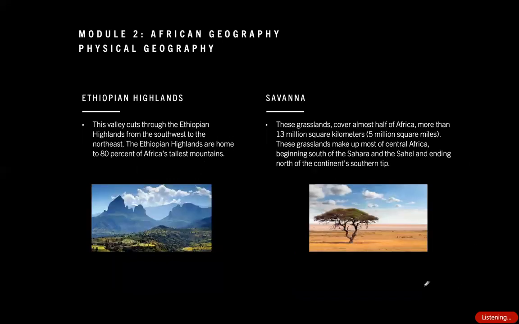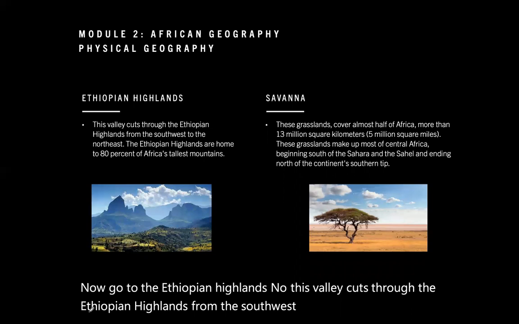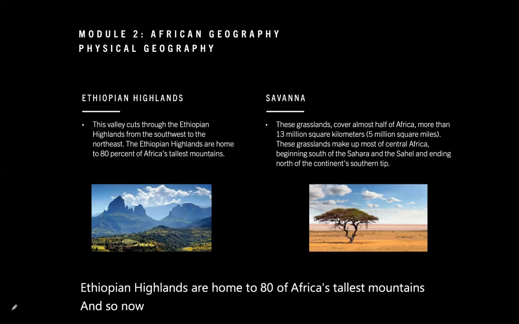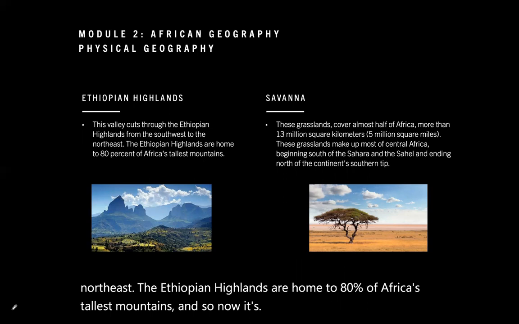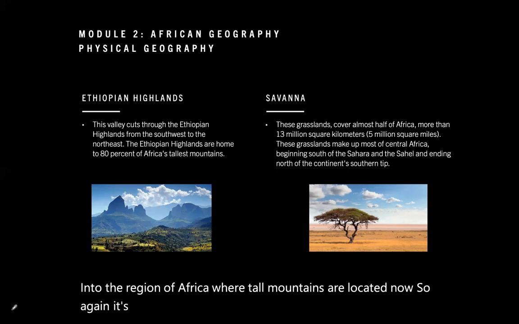All right, moving on. So, we now go to the Ethiopian highlands. This valley cuts through the Ethiopian highlands from the southwest to the northeast. The Ethiopian highlands are home to 80% of Africa's tallest mountains. So, as I mentioned earlier, it's the region of Africa where tall mountains are located. So, again, it's a different landscape.